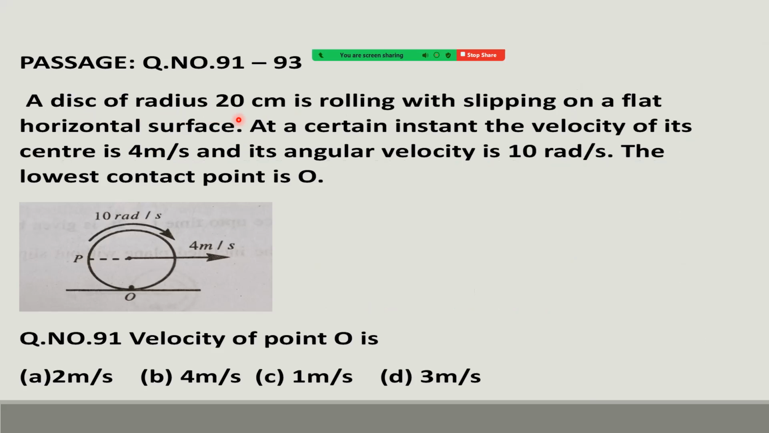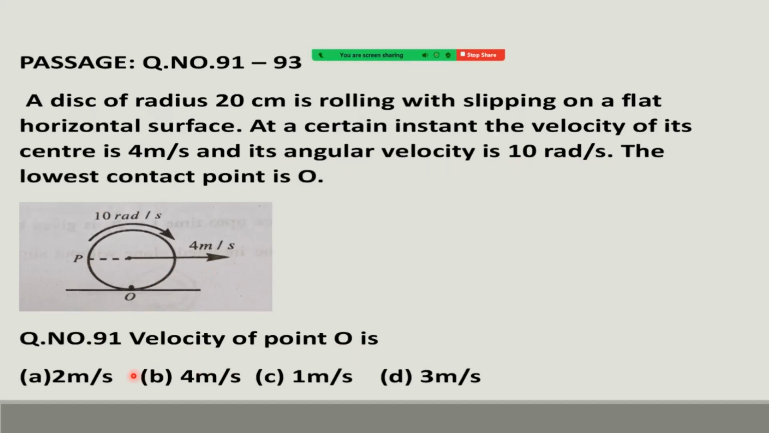A disk of radius 20 centimeter is rolling with slipping on a flat horizontal surface. At a certain instant, the velocity of its center is 4 meter per second and its angular velocity is 10 radian per second. The lowest contact point is O. This is the diagram. Velocity of point O is?